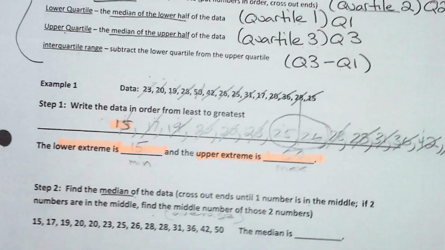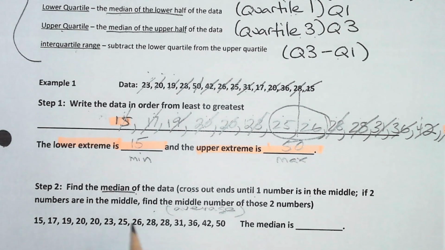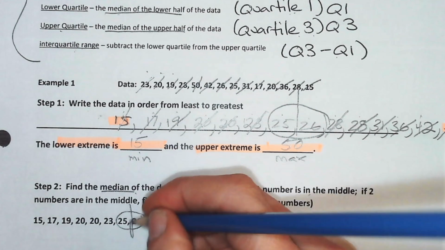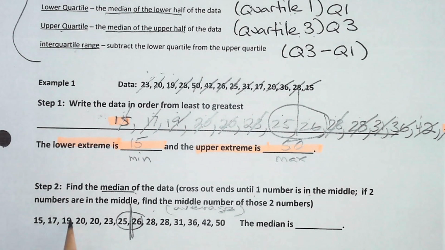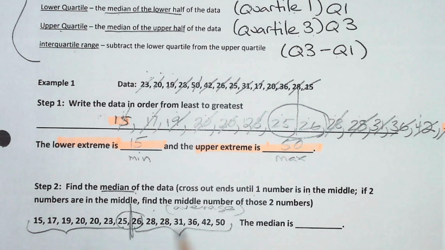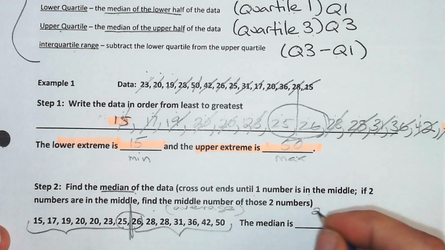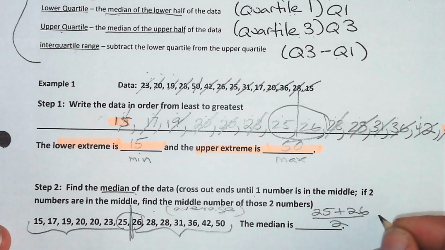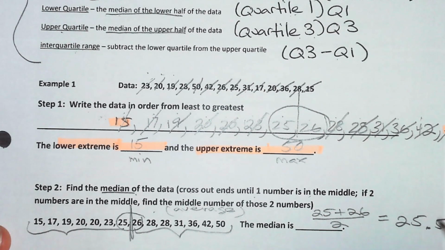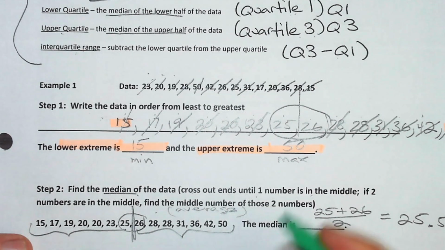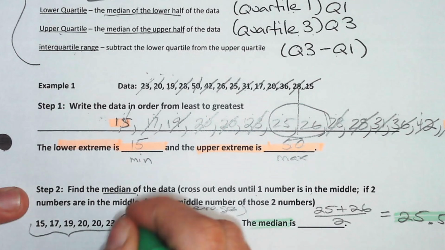Oh, I guess they gave me a list here. So let's see, we said between 25 and 26. I'll notice that I'll have 1, 2, 3, 4, 5, 6, 7 in the bottom half and 7 in the top half. So my median is the average of 25 and 26. I'm going to add them up and divide by 2, and I'll get 25.5. That's my median. That's my middle value.